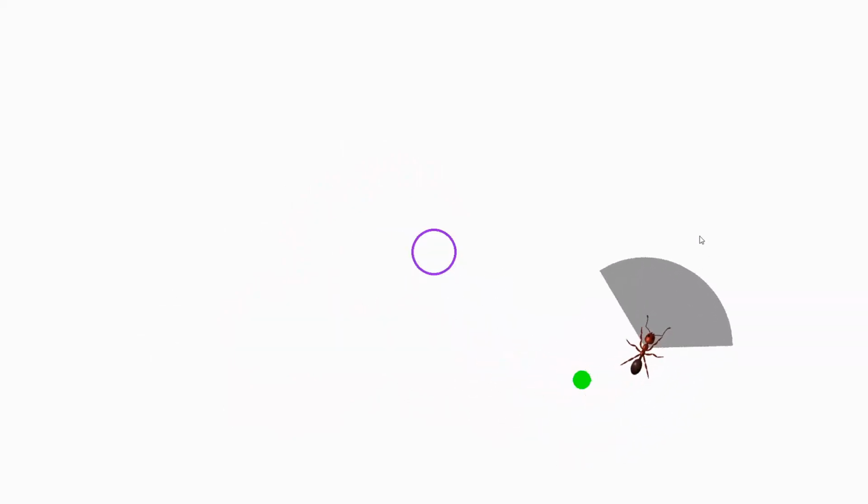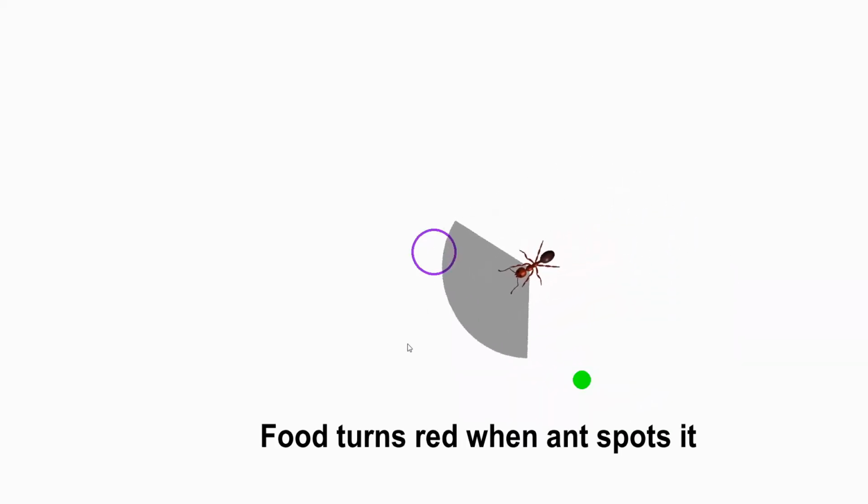So the first thing is, can it locate the food when it gets next to it? Here I have an ant and I put a 120-degree angle in front of it, and I put that angle 1.5 ant lengths in front of it. And as we can see, when it gets next to the green food dot, the dot turns red, which signifies that the ant sees the food.